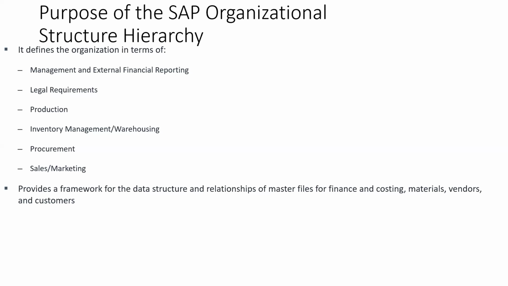So at which location you are executing your production run, that detail should be available in the system. Where you have stored your inventory, that location should be available in the system. For which location you are doing the procurement, that location should be available. So for these reasons you need to have the organization structure available in the system.